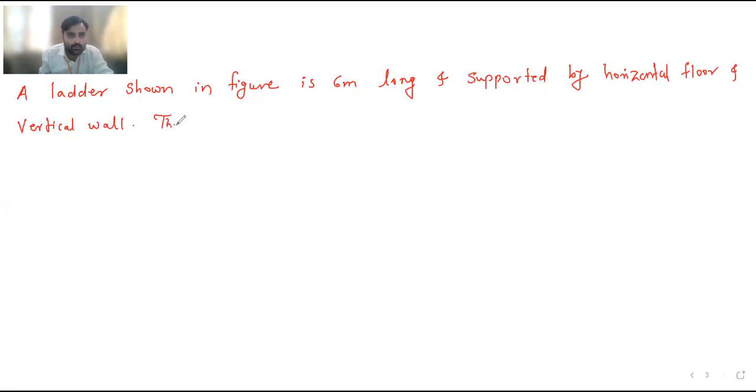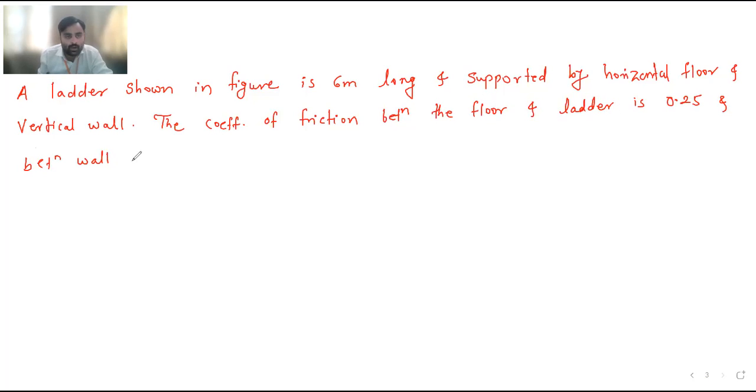The coefficient of friction between the floor and ladder is 0.25 and between wall and ladder is 0.4.